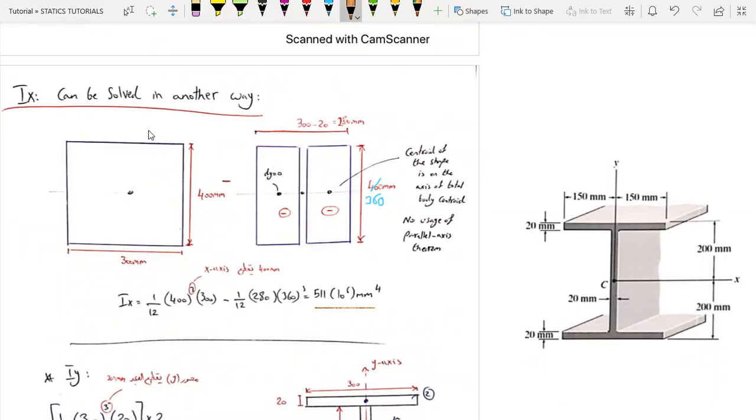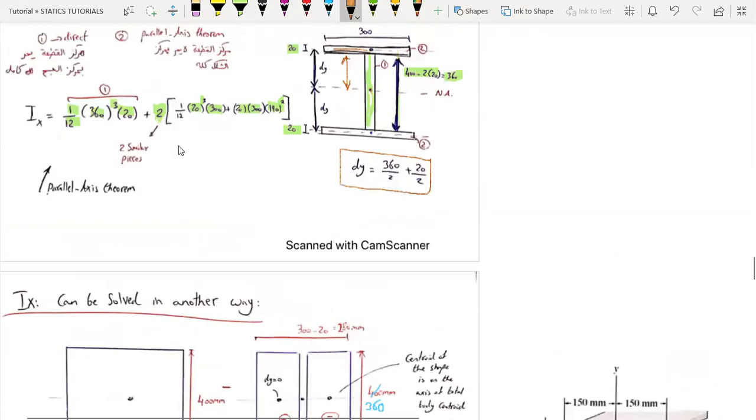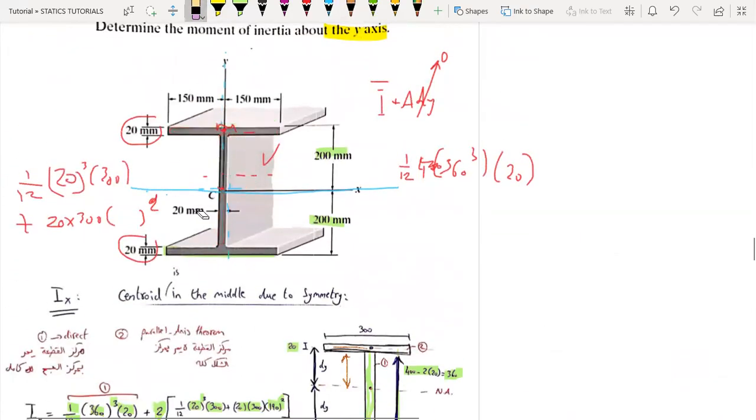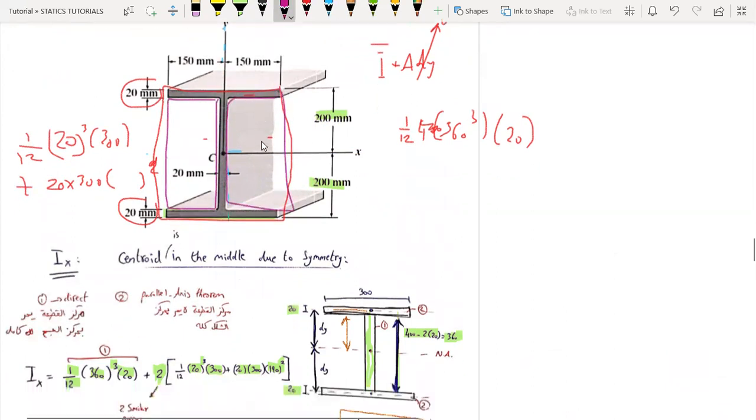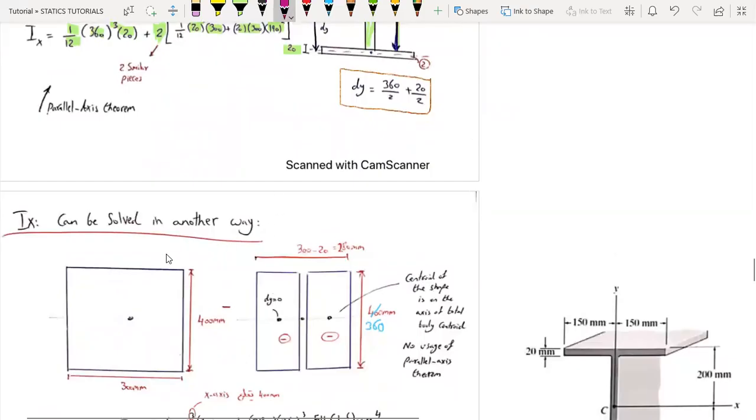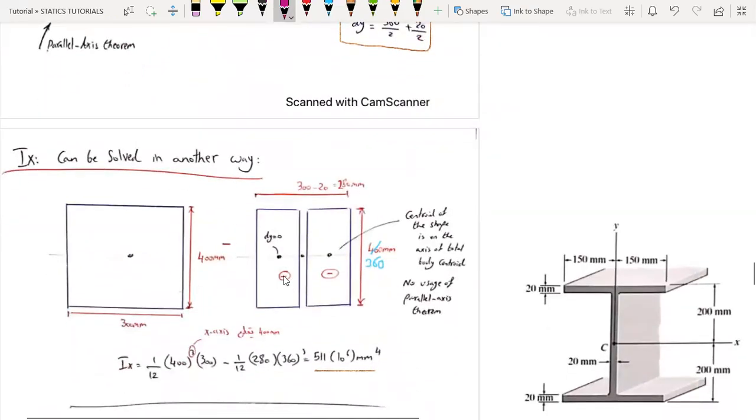The answer will be this number. But we can say that this part can be solved in another way, just for your information. I will take this whole rectangle and then subtract from it these two small rectangles. So here we will not use the parallel axis theorem. Why? Because the areas will be negative, but the centroids are all on the same axis.